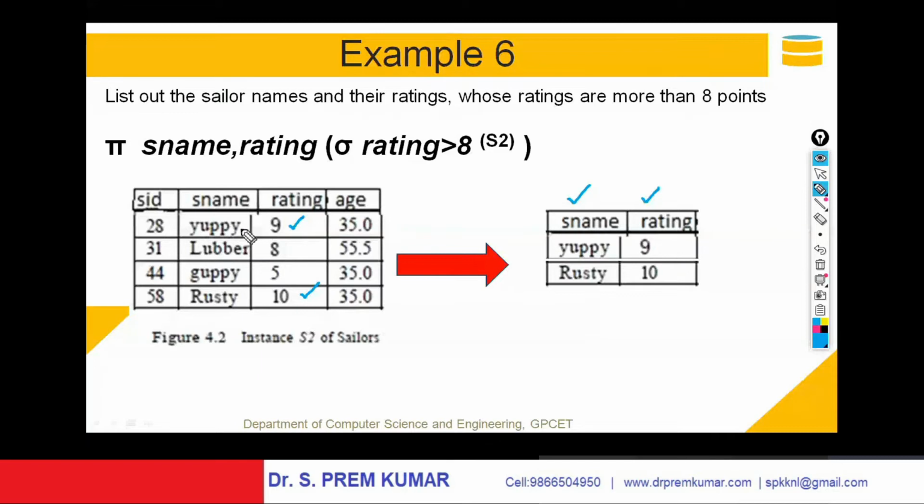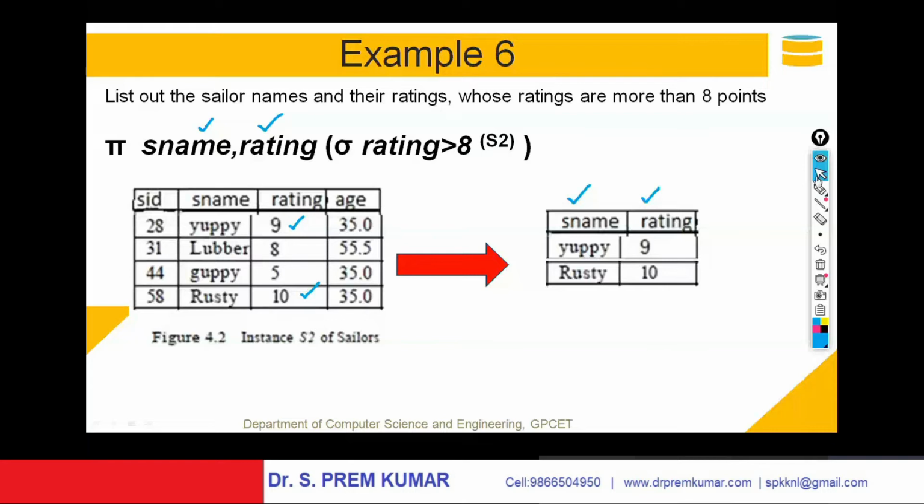For these rows, you are asking to project only names and ratings. And hence in your output, you will get only the names and ratings of the selected rows. The selected rows are nothing but rating greater than 8. This is a combination of selection and projection operation. Go through.